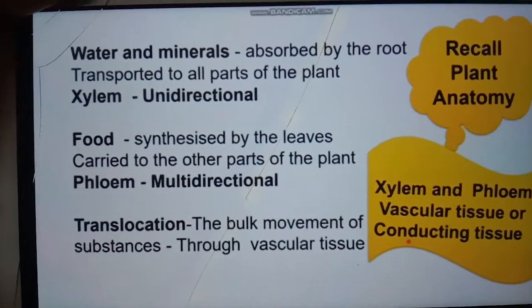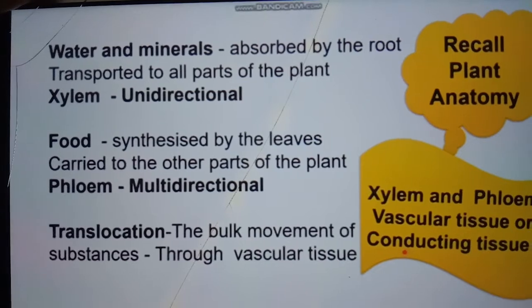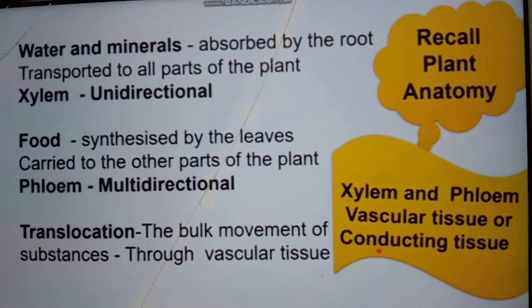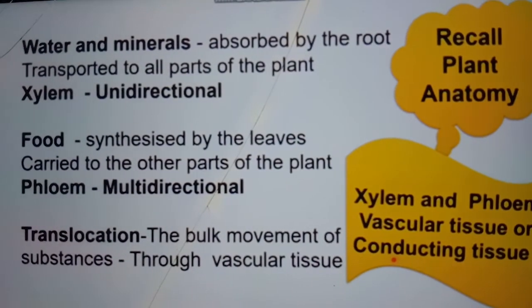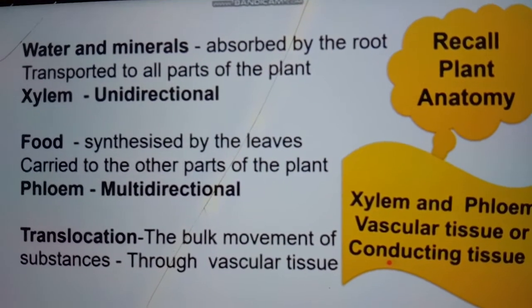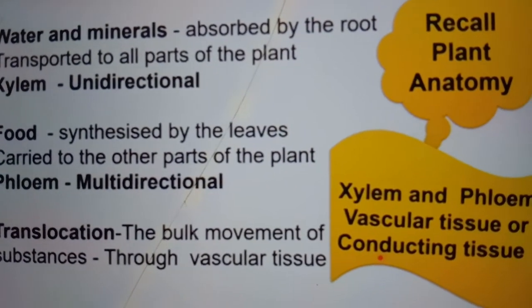Water and minerals absorbed by the root are transported to all parts of the plant only through the xylem. So it is unidirectional. That is called unidirectional. Water and minerals are absorbed only by the root, so that is called the root tip with the root hairs. Only absorbing.